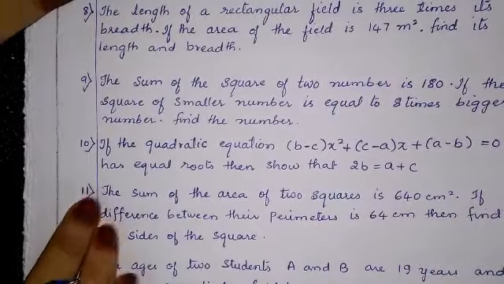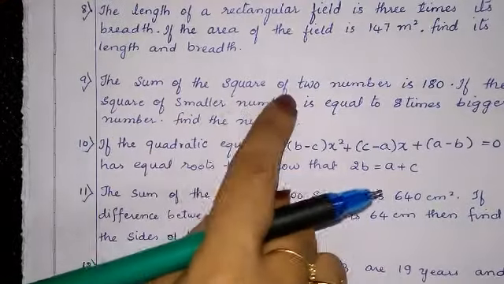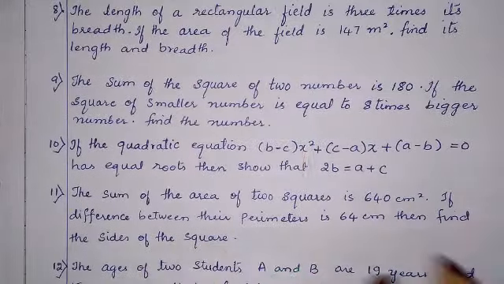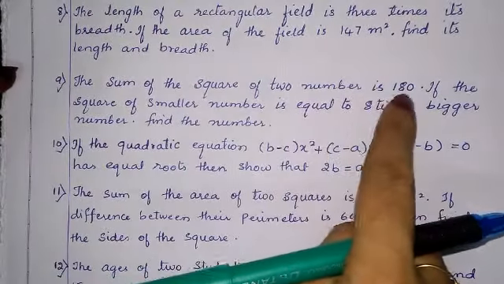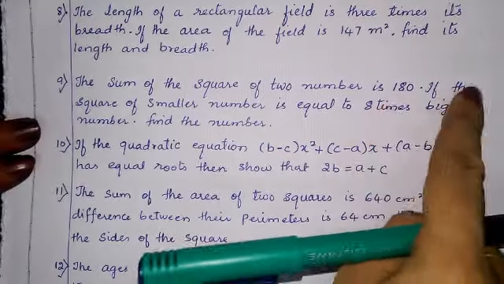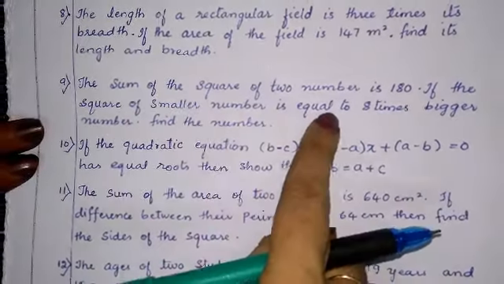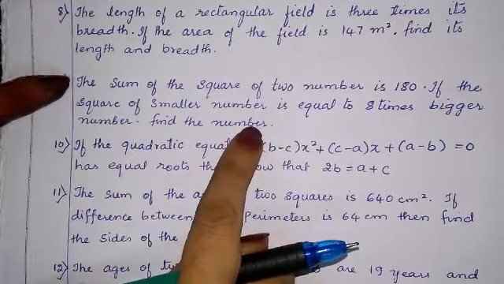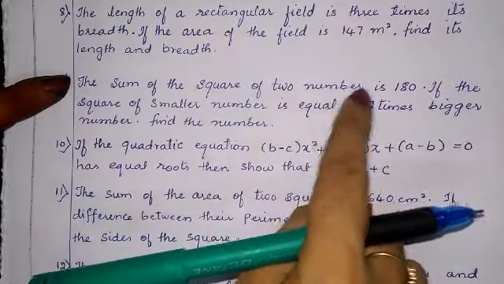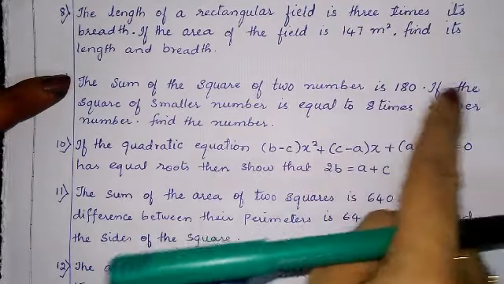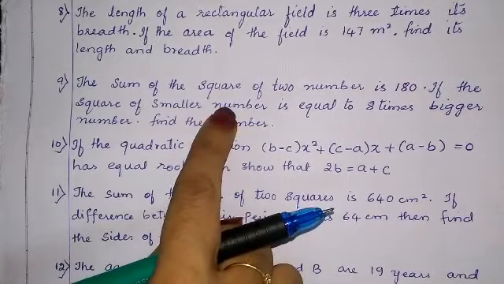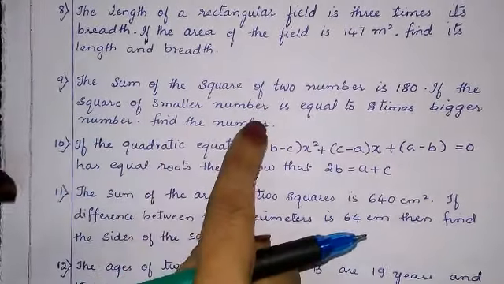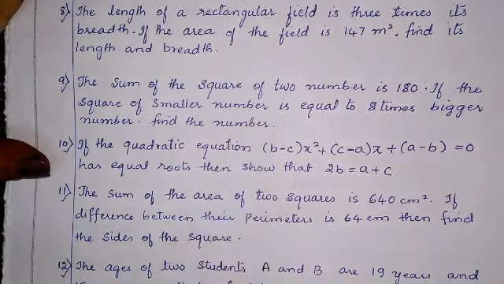So question number 9 is, the sum of the squares of two numbers is 180. If the square of the smaller number is equal to 8 times the bigger number, find the numbers. What they have told: the sum of squares of two numbers is 180. You have to understand the question well here.